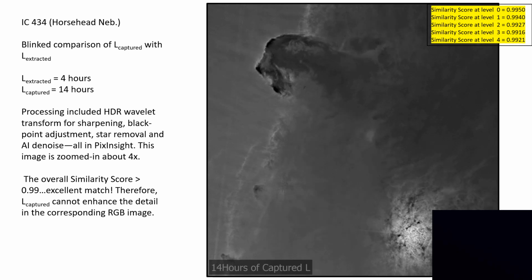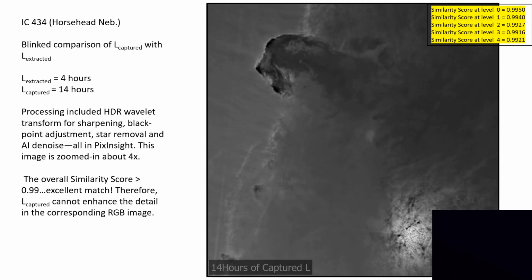The overall similarity scores are extraordinarily high, despite the fact this is a dark image. So that's telling me that by the time we reach 4 hours of RGB, we've captured virtually all the image data that can possibly be captured, and even adding 14 hours and more of L does nothing to that image whatsoever. The similarity scores are extraordinarily high.